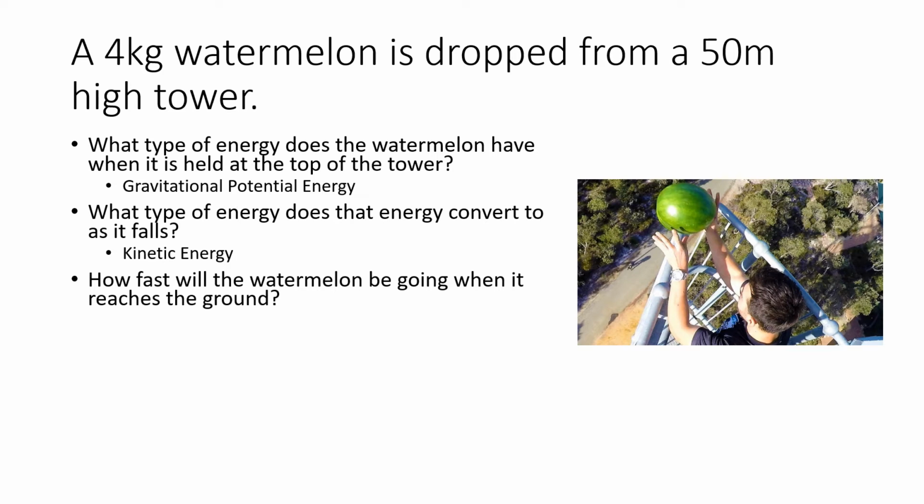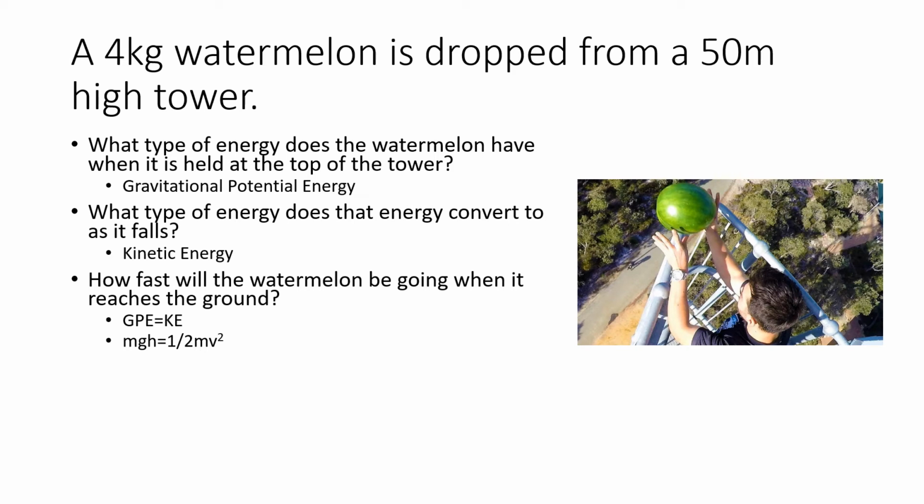So we can figure out how fast the watermelon will be going when it reaches the ground. First, by saying all the potential energy from the beginning will turn into kinetic energy in the end. As it loses potential energy, it's picking up kinetic energy until there's no potential energy left and just kinetic energy. We can now write in those formulas. Gravitational potential energy formula is mgh. Kinetic energy formula is 1/2 mv squared. We're just replacing GPE with mgh and KE with 1/2 mv squared.